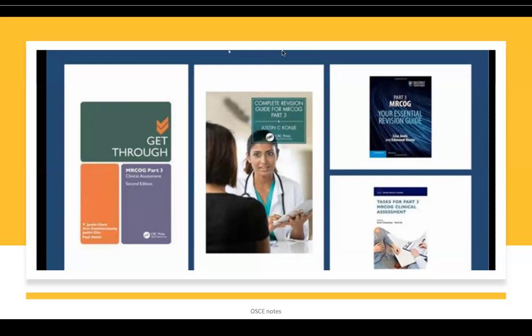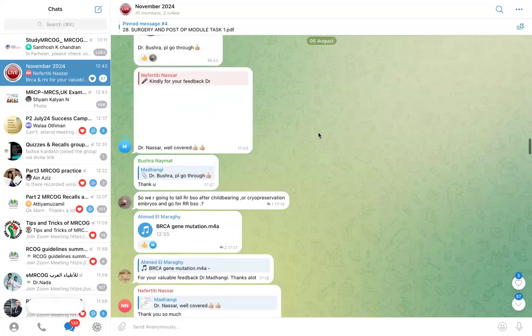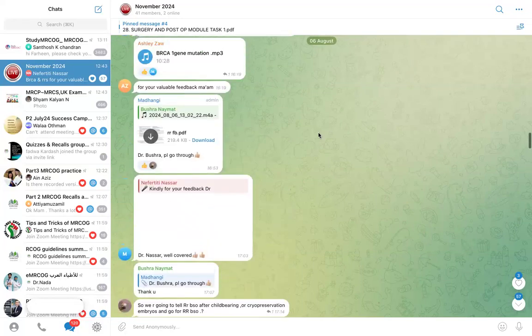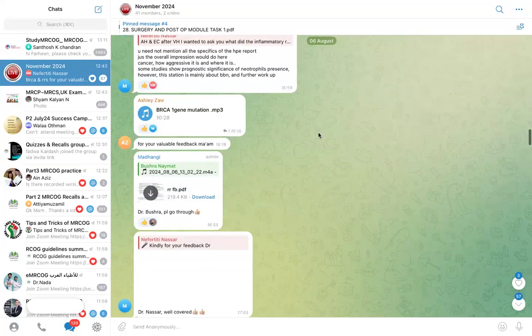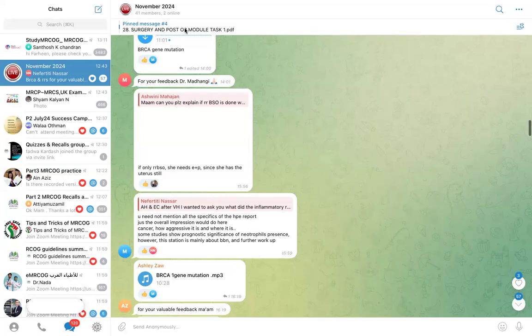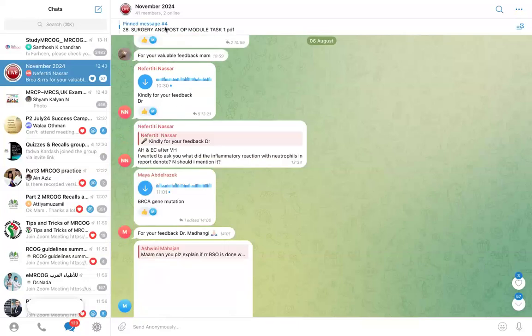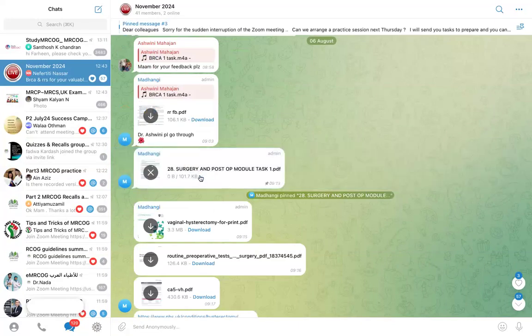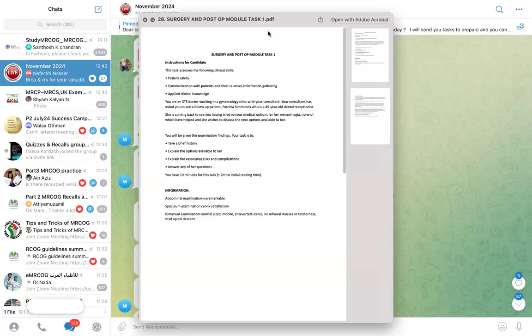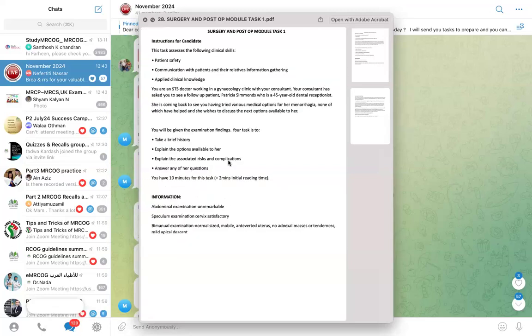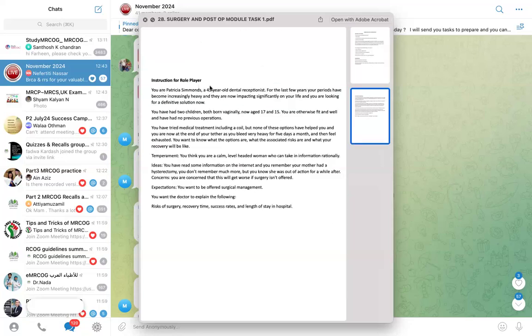Now I need to show you an example of practice, because this was also a request from your colleagues. One of my dear friends in the group was asking how to do the task and feedback in the daily practice of the group. So guys, what we would do is simply, here, this is an example of one of the groups. Here, the task will be posted. Let's open the task here, for example. This is one task from the surgery and post-operative module. So the task is written here for you, and here is the requirement of the task. Then here is the instruction to the role player.